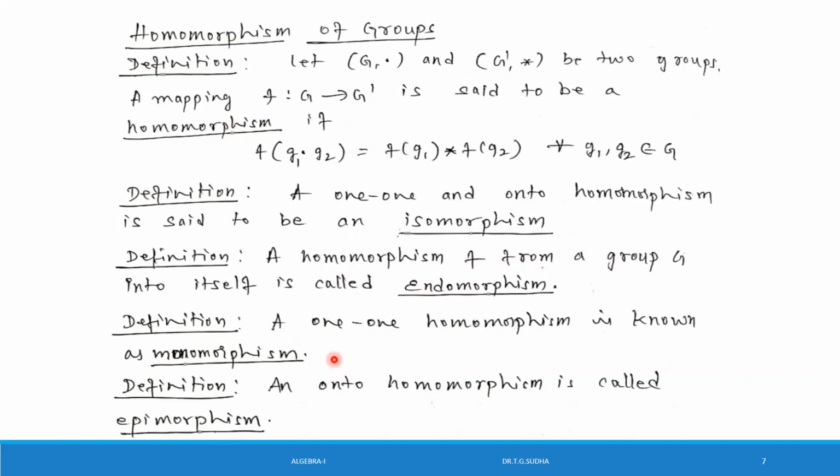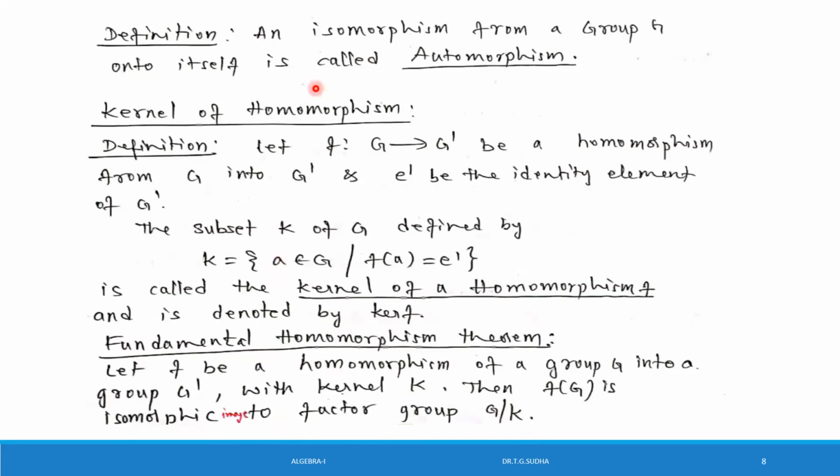So a mapping is said to be a monomorphism if it satisfies the 1-1 condition and the homomorphism condition. An onto homomorphism is called an epimorphism. So a mapping is said to be an epimorphism if it satisfies the onto condition and homomorphism. An isomorphism from a group G onto itself is called an automorphism. So if you consider a mapping which is an isomorphism from the same group to the same group, then it is said to be an automorphism.